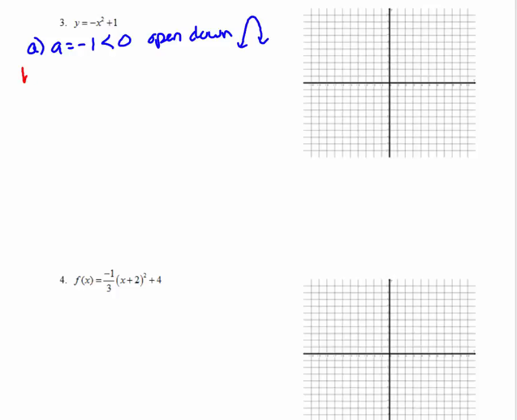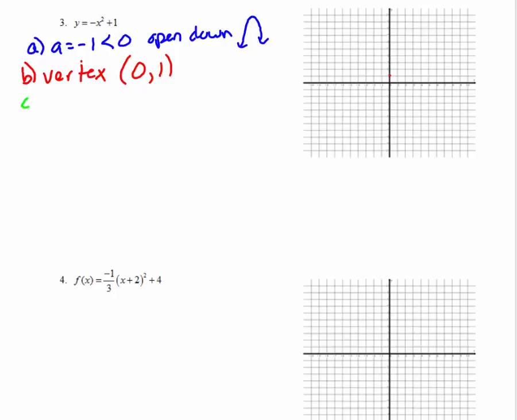Part B says to find the vertex. Well, the vertex is the opposite of B over 2A. There is no B, so the opposite of B would be 0 over 2 times -1 is still 0. So when I plug in a 0 back into the equation, I get 1. So my vertex is at 0, 1. So if B is not there, you know that B has to be 0, and so therefore your vertex part of the x-coordinate is 0.